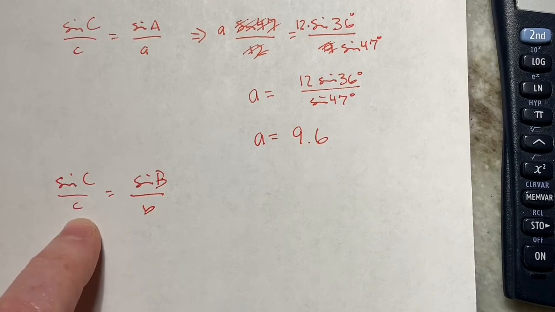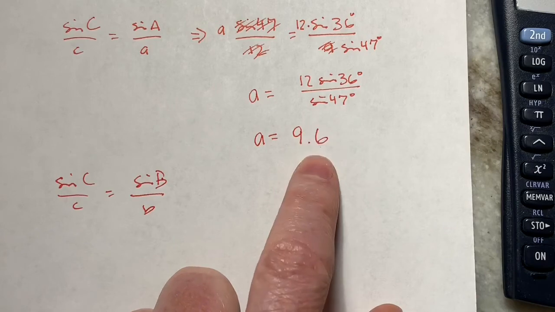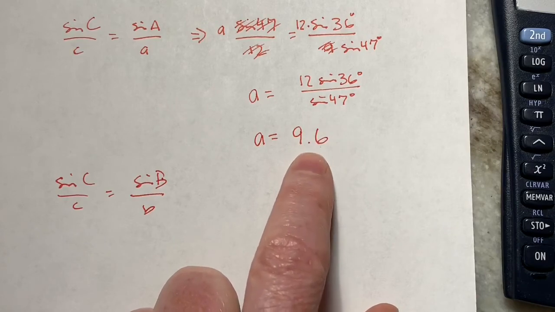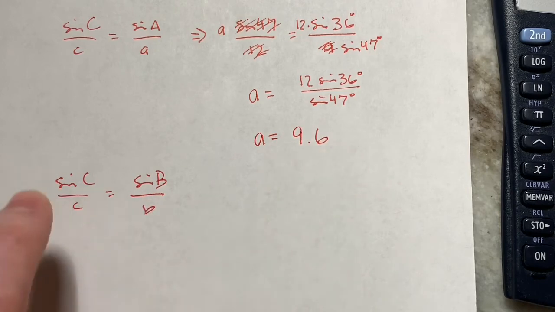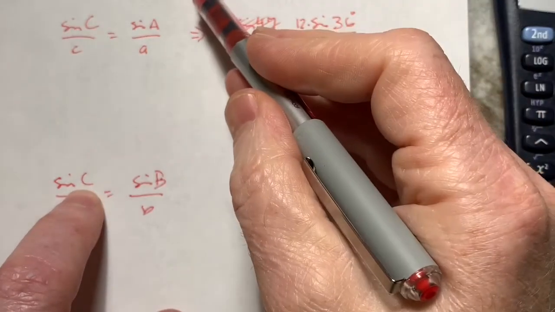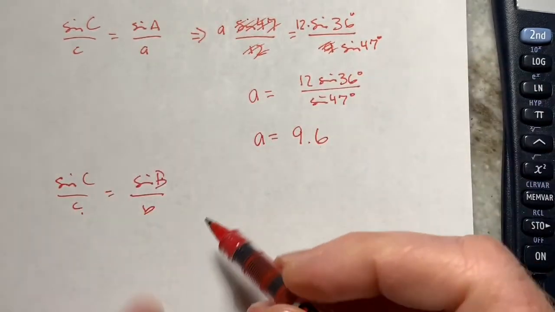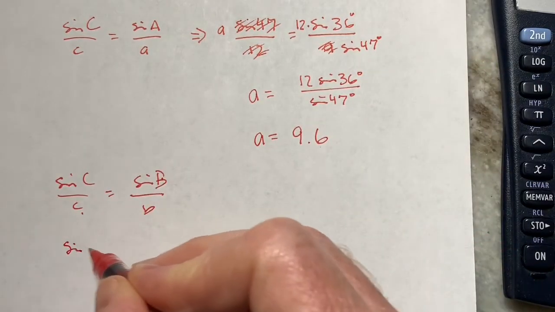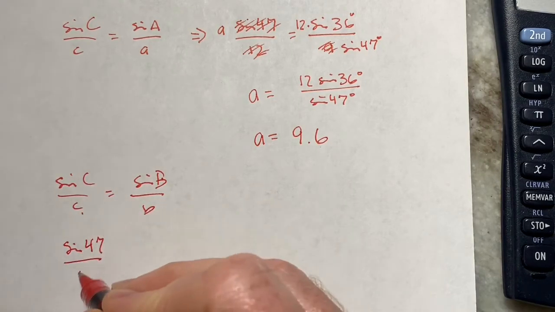Well, I could, but since I've had to find A and it's a rounded value, in fact, I really rounded it down there. It's really 9.64. So because it's a rounded value, if I use sine of A over A, I'm bound to make my answer off a little bit. But since angle C was not even rounded when I found it, and then I was given side C, this seems like a safer bet to me. So here we go. Sine of angle C, which is 47, over side C, which is 12.